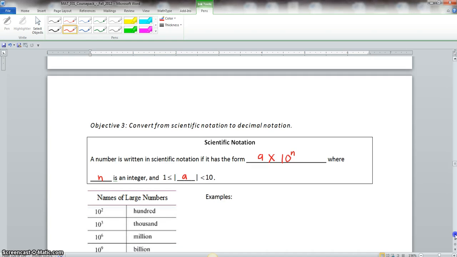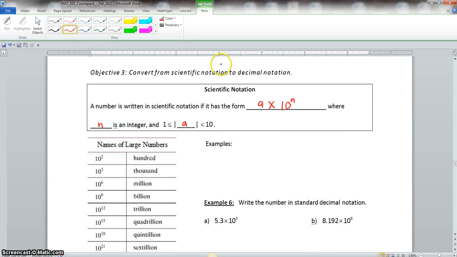Now we go down here to objective 3. It says convert from scientific notation to decimal notation. A number is written in scientific notation if it has the form a times 10 to the n power, where n is an integer and 1 is less than or equal to the absolute value of a, which is less than 10. So it's basically telling you a can be any number whose absolute value is greater than or equal to 1 and less than 10. It has to fall in between that parameter.